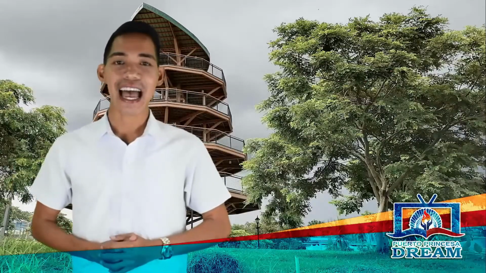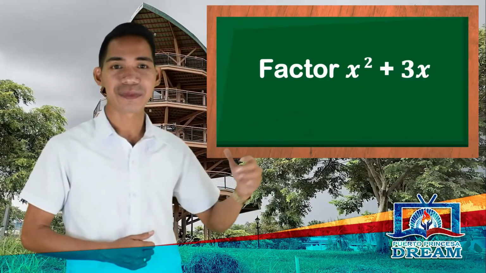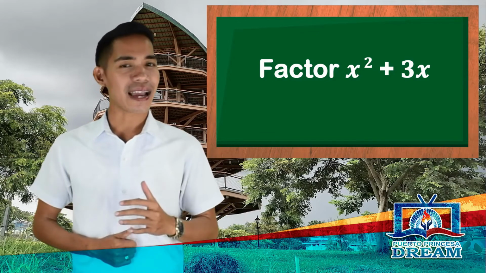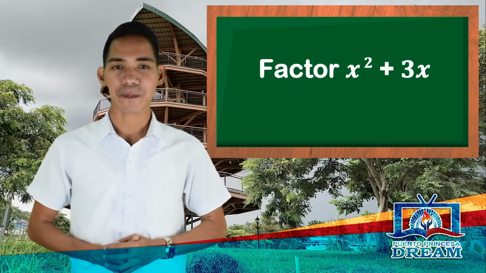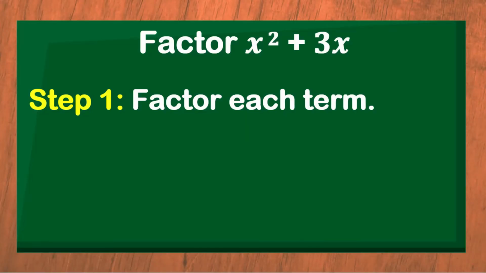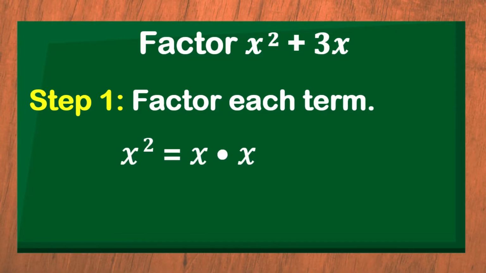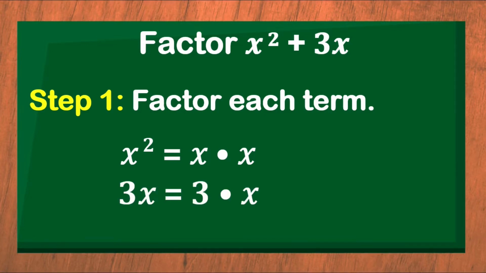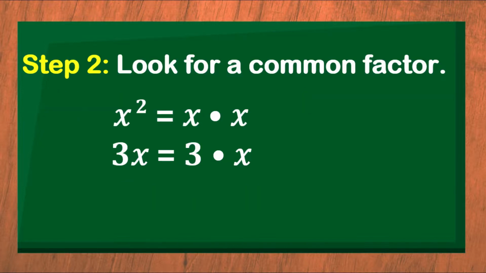Let us have our first example. To factor the polynomial x squared plus 3x, we do the following steps. First step, factor each term in the given polynomial. For x squared, the factors are x and x. For the second term, 3x, the factors are 3 and x. For the second step, we'll look for a common factor.